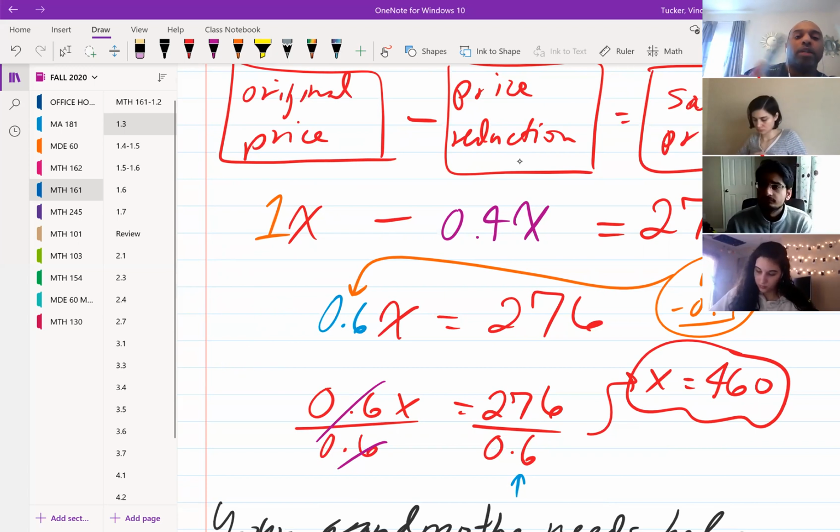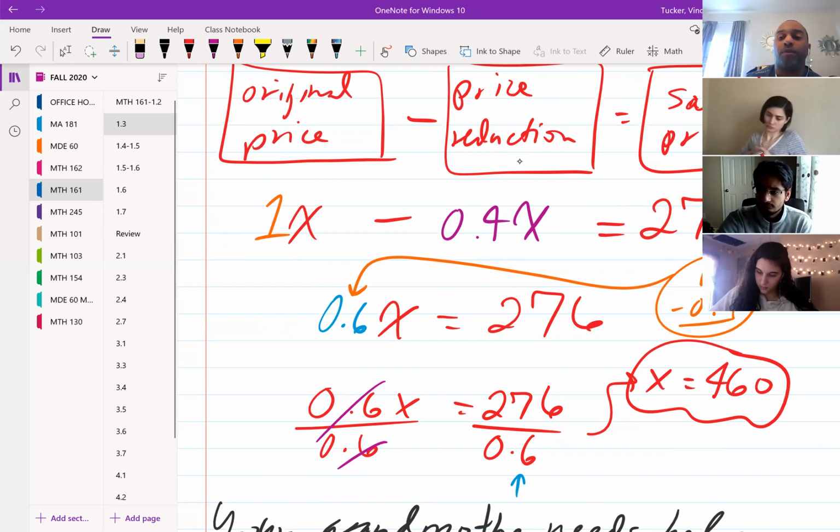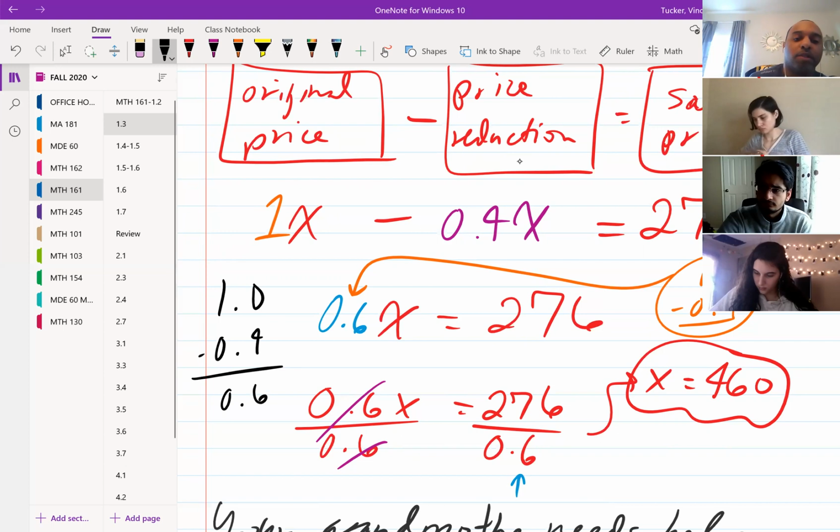So now we need to combine like terms right here because both of them have X. So that's going to be 1 minus 0.4. Well, 1.0 minus 0.4, that's just like 10 minus 4 is 6. So 1.0 minus 0.4 would be 0.6. And so that's where that comes from.